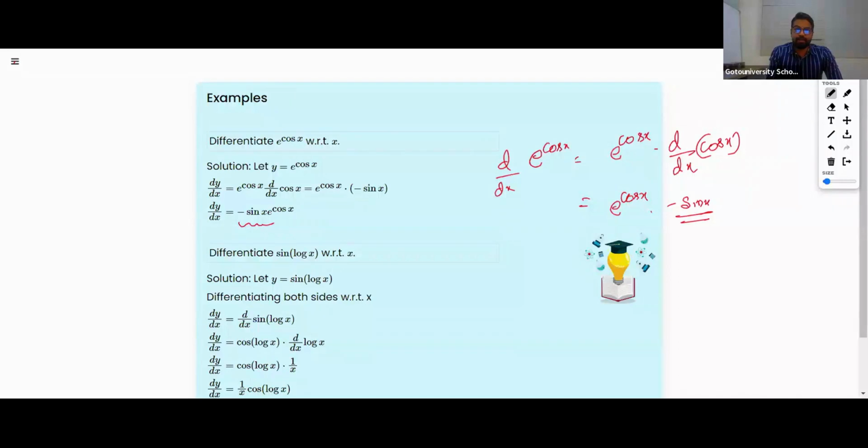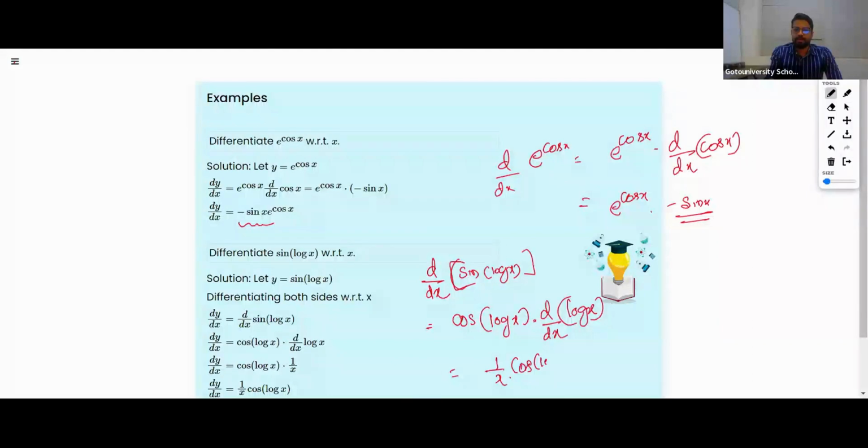Now another example with a logarithmic function. Differentiate sine of log x, a composite function, with respect to x. First we differentiate sine, which gives cos of log x, and then d by dx of log x. What is d by dx of log x? 1 by x. So our answer is 1 by x into cos of log x. Isn't it simple?